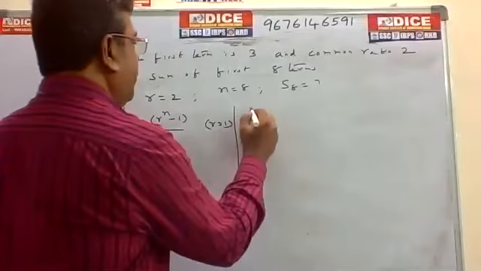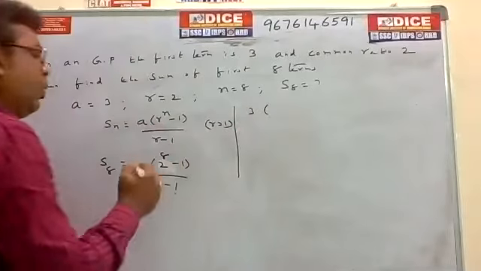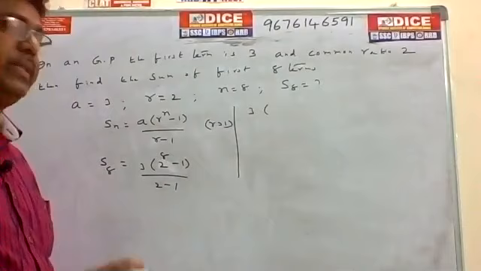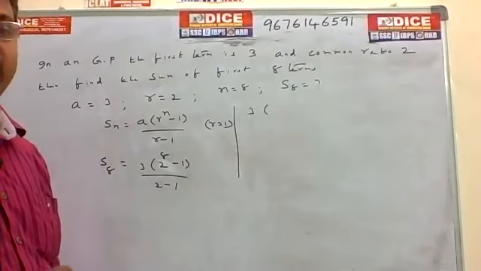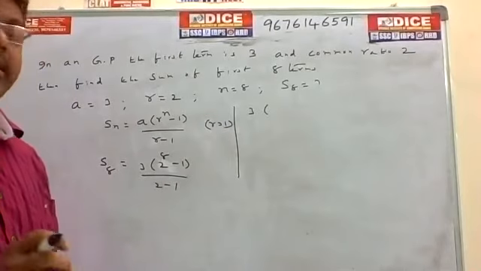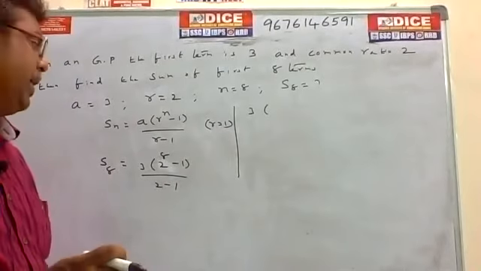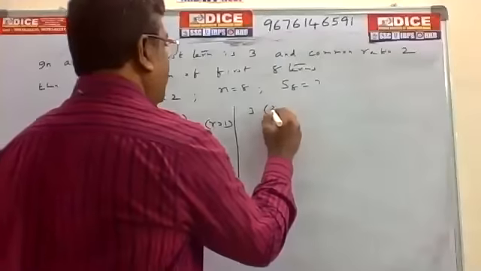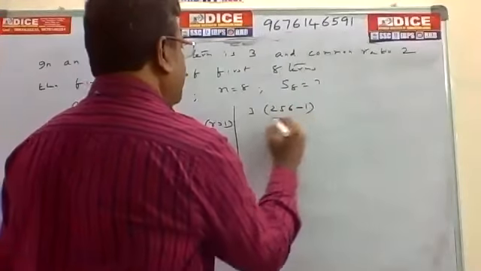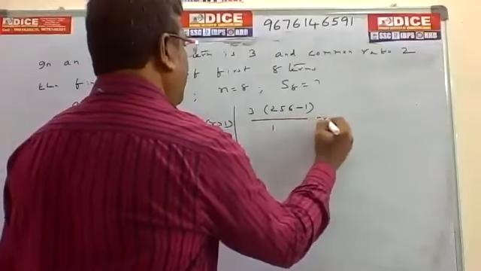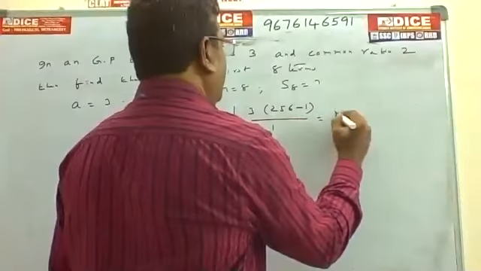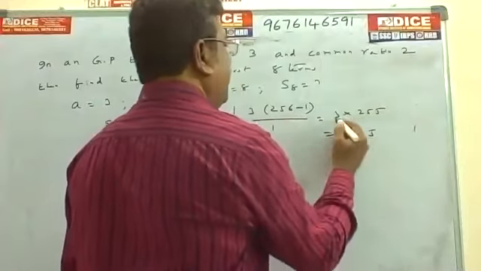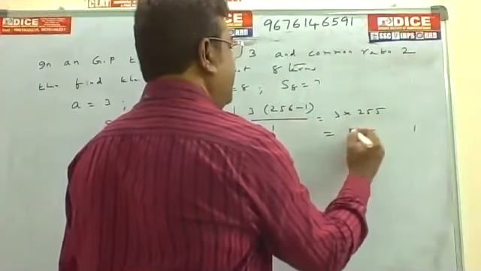So this is equal to 3 into 2 to the power of 8. How much is 2 to the power of 8? 2 to the power of 6 we already know is 64. 64 into 2 is 128, and 128 into 2 is 256. 256 minus 1 by 1. So the value is going to be 3 into 255. 3 into 5 is 15, carry 1, 15 plus 1.